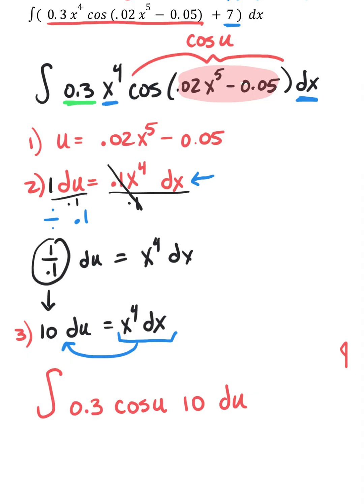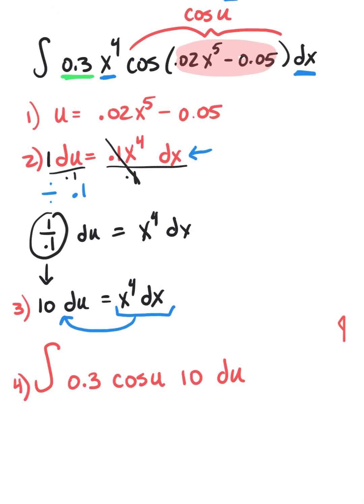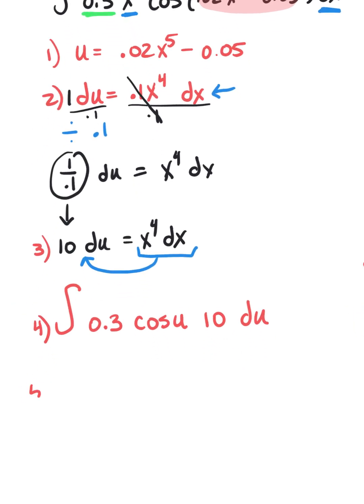So again, the elongated s comes along for the ride. The 0.3 comes along for the ride. This whole piece here is getting replaced with the cosine of u, and x to the fourth dx is getting replaced with 10 du. That is my fourth step. Now I'm finally ready for the fifth step, which is to actually take the antiderivative. So 3 things are going to happen. Something needs to come along for the ride. So this is going to come along for the ride, and this is going to come along for the ride.